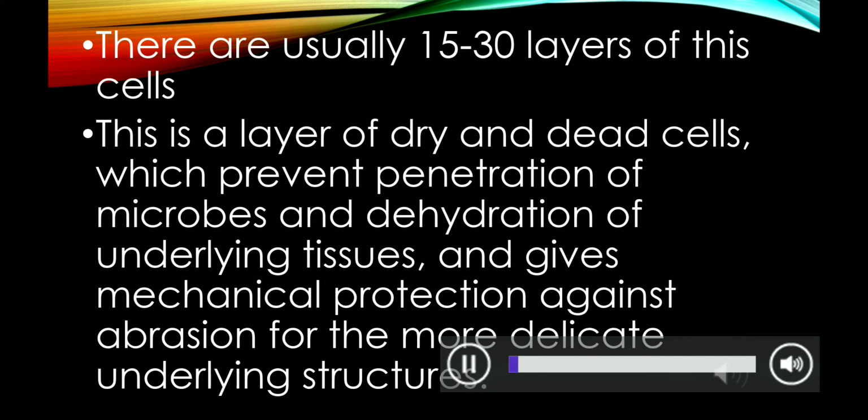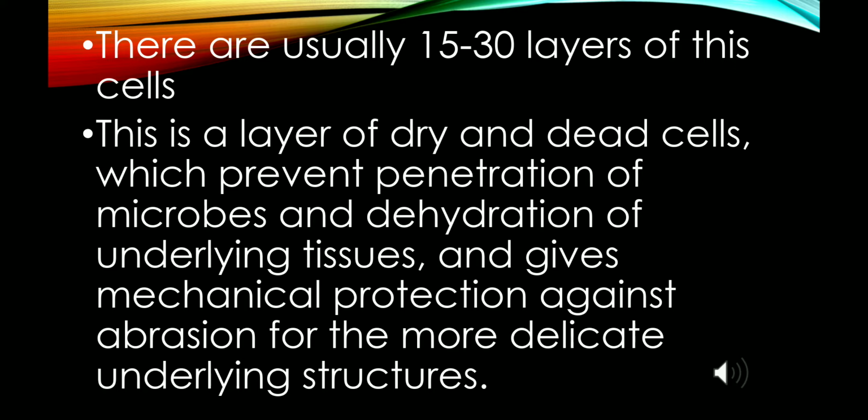There are usually 15 to 30 layers of these cells in stratum corneum. So what is the property of these cells? These cells are dry and dead cells. They also prevent the penetration of microbes and dehydration of underlying tissues, and thus give a mechanical protection against abrasion for the more delicate underlying layers.